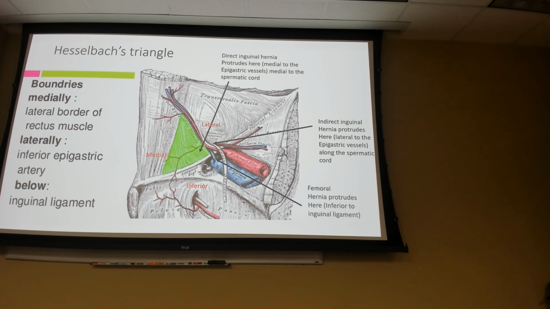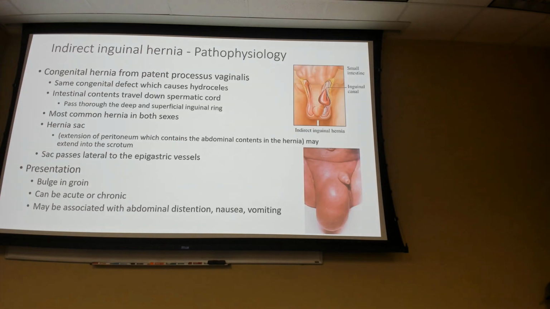There's a great pictorial representation of Hesselbach's triangle. So there we have that lateral border of the rectus muscle, inferior epigastric artery, and the inguinal ligament. All right, so indirect inguinal hernia. So there's some great pictures there.